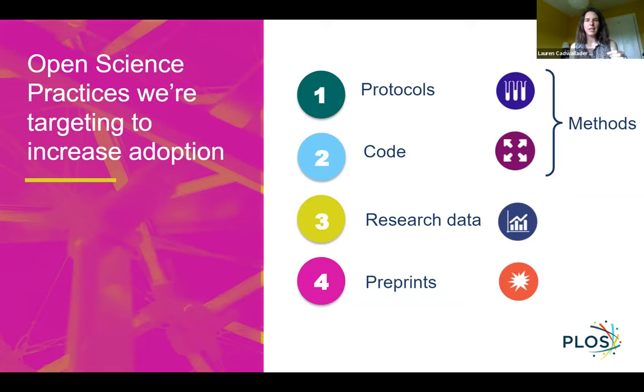And we're not just looking at whether the authors are sharing code, data, preprints, protocols, but also actually are they generating it, with the acknowledgement that not all open science practices will necessarily apply to all of the research that we publish. So we think it's really important to understand the levels of code sharing, or sorry, code generation, for example, when we're talking about code sharing.